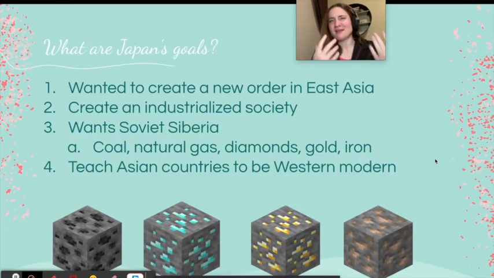So what are Japan's goals in all of this? They want to take over China and all these other Asian countries, but why? Four reasons. First reason, they wanted to create a new order in East Asia. Pretty much, they wanted to rule it. Two, they wanted to create an industrialized society. Three, they want Soviet Siberia. Why? Because they have a lot of natural resources like coal, natural gas, diamonds, gold, and iron.